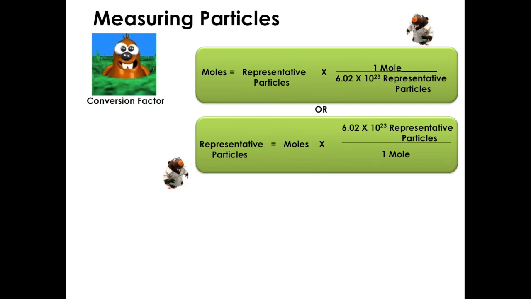If we want to convert representative particles to moles, we will need to multiply times a fraction where the representative particles are placed at the bottom and the moles, what we are looking for, on top. In contrast, if we want to convert moles to representative particles, we will multiply times a fraction with the moles at the bottom and representative particles on top.